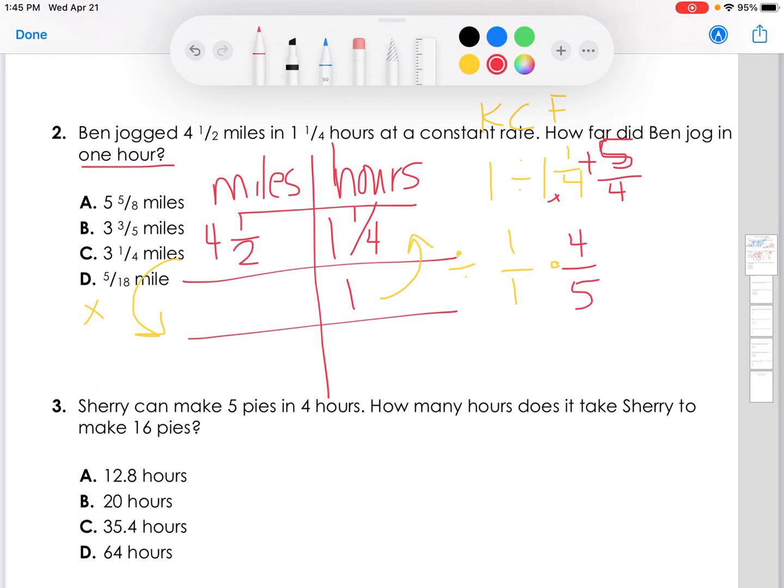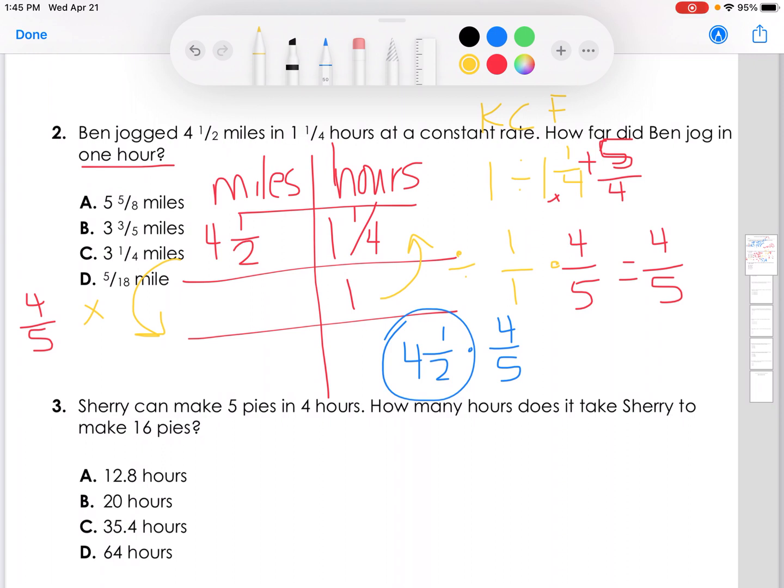So then I multiply straight across. 1 times 4 is 4. 1 times 5 is 5. So 4/5. So I'm going to multiply by 4/5 on this side. So I have 4 1/2 times 4/5. So the first thing I have to do is think about, okay, right now I have a mixed number. The 4 1/2 is a mixed number. I don't want it to be a mixed number, so I've got to fix it.